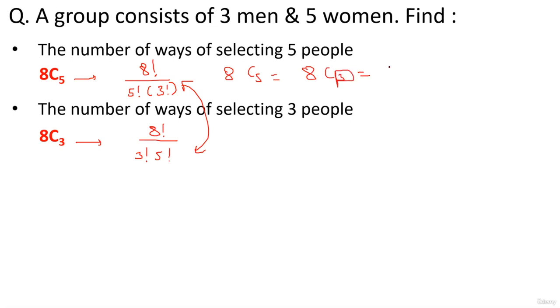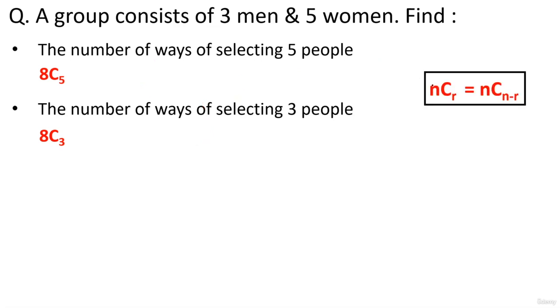इस 3 को मैं लिख सकता हूँ 8 minus 5, right guys? So 8C5 is same as 8C(8 minus 5), which is 8C3. So from here you can remember the logic. nCr guys is always equal to nC(n minus r).